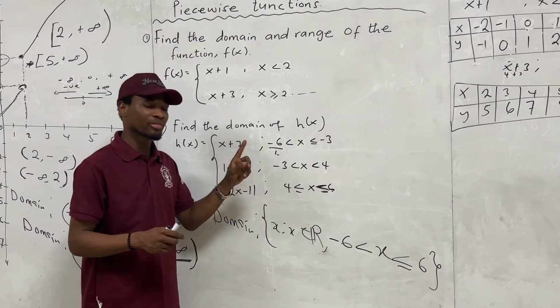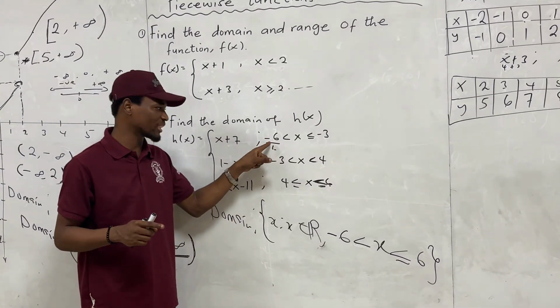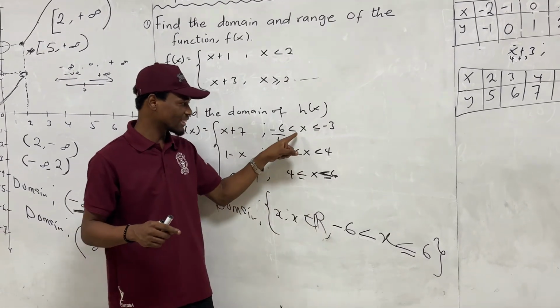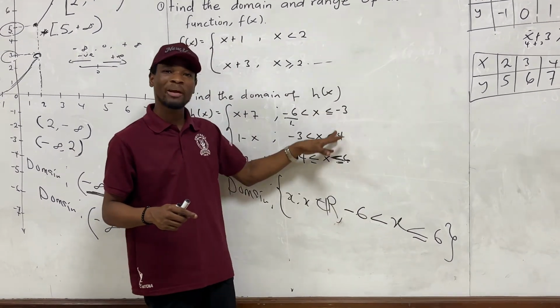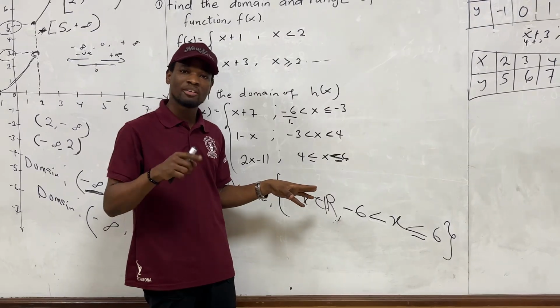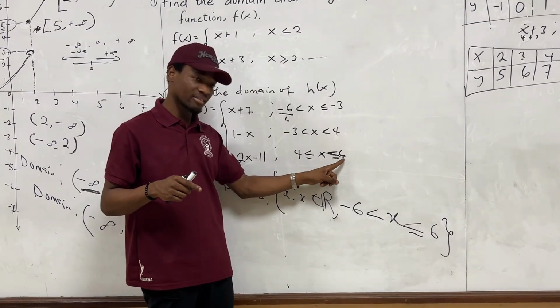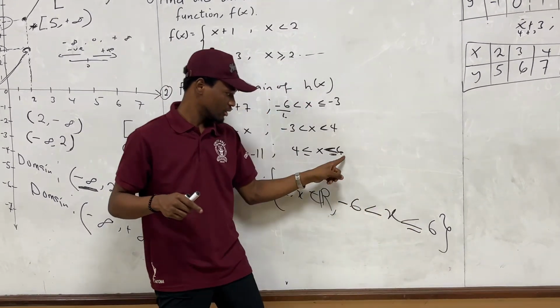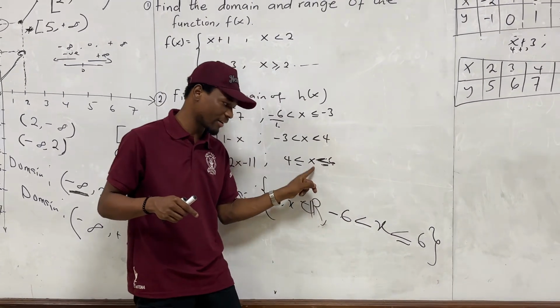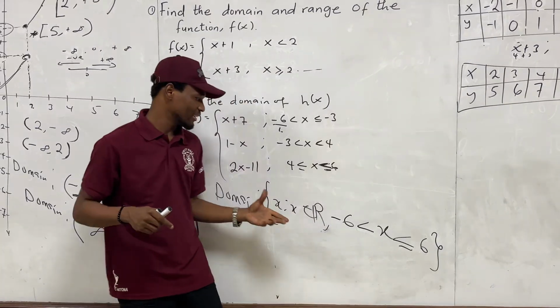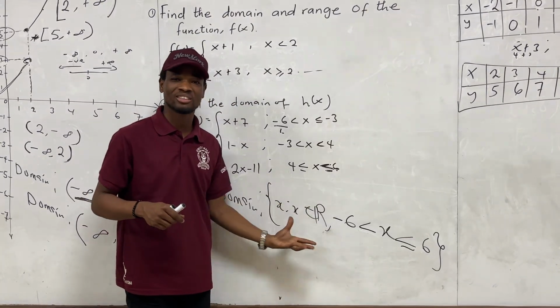So you account for the least value of x, which is -6, less than x. Then you pick the highest positive value. What do we have? 6, right? So this is the 6. We have less than or equal to. Therefore, this is the domain of the function.